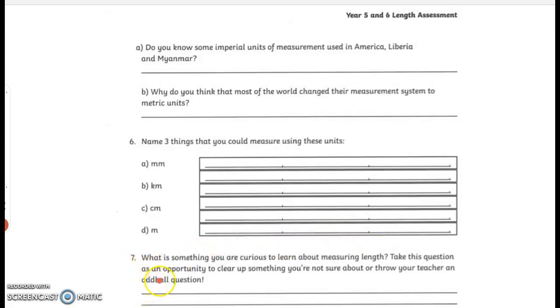Now for this last one here, you don't have to do it because I don't want you to do it. Alright? You leave this one alone. Number 7 is leave it alone.